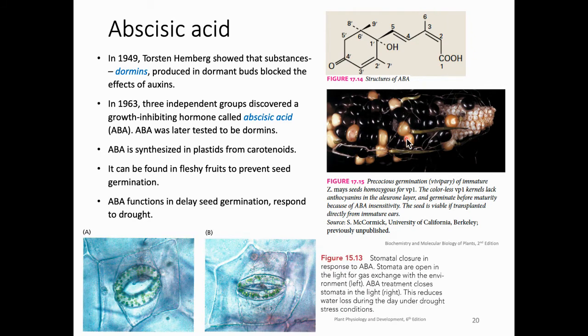And ABA is also controlling stomatal posture. Here is the stomata right here, and besides the stomata, you have guard cells. These two guard cells will regulate whether the stoma will open or close. The opening of stomata is governed by blue light, and closing of stomata is governed by abscisic acid.